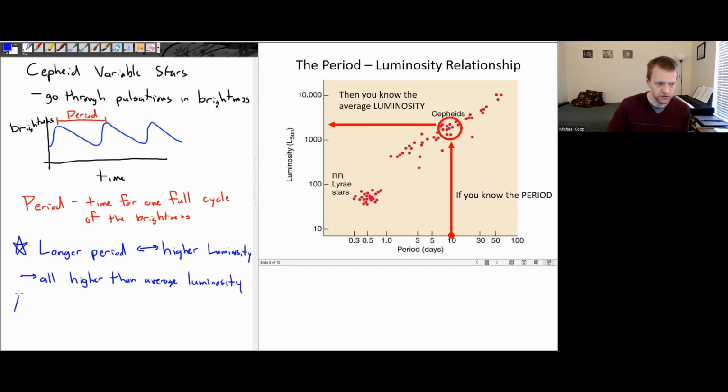So put that as another important point. If you can find the period, you have the luminosity. You can get the luminosity.